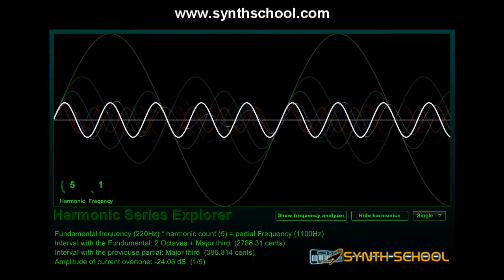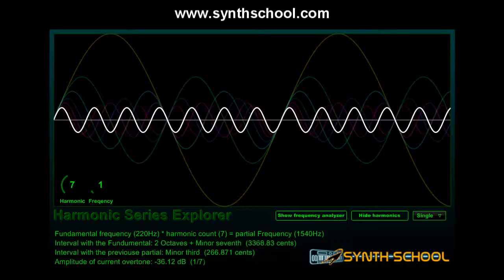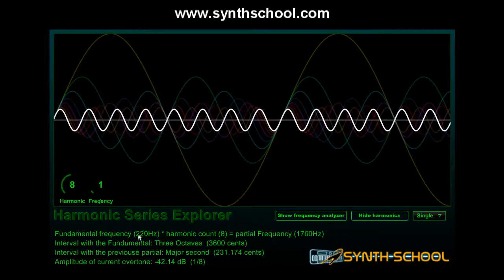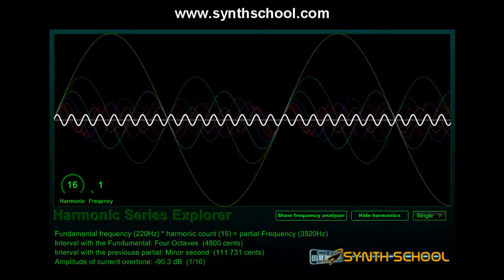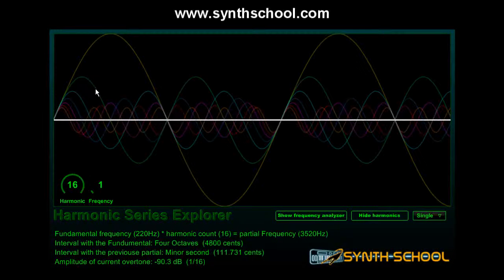And as you can see, as I go up the overtones, the interval with the previous overtone gets smaller and smaller and smaller. As I go up, it reaches microtones.